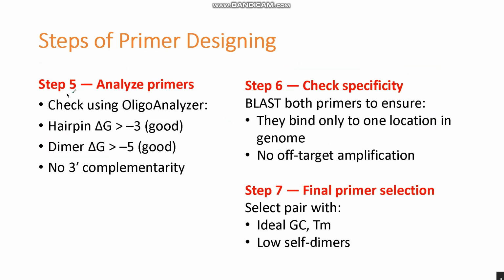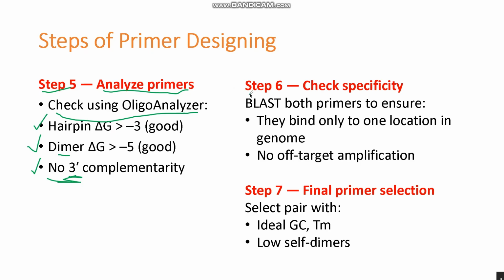Step five is analyze the primers using OligoAnalyzer. After you get the primers, you can analyze them by checking the hairpins. Hairpins must be low, around 3, and the dimers must be around 5, and there must be no complementarity.